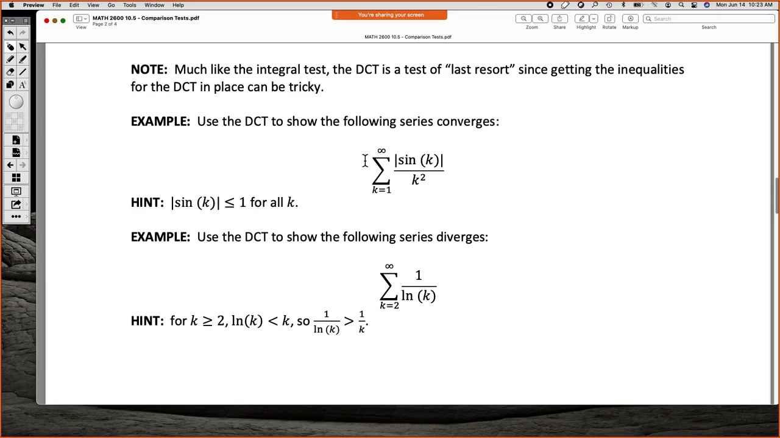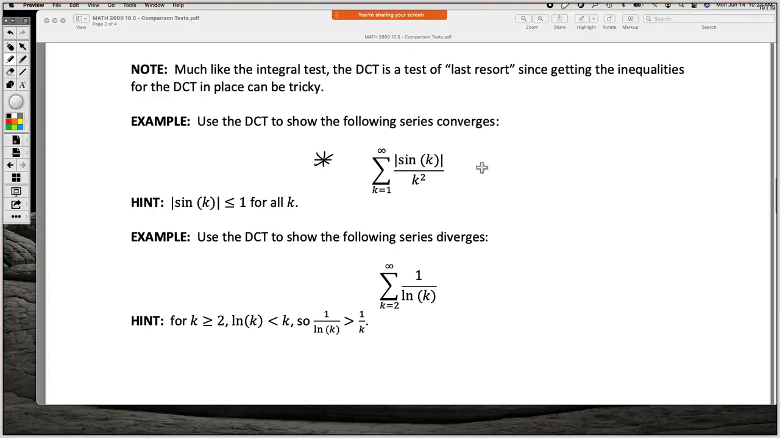But here's a great example of where you would use the DCT. So this is a series that the DCT is the best test to use on, and we're going to see series like this again. It comes to how many times have we seen and exploited this in calculus so far, right? The fact that sine and also cosine are bounded functions.